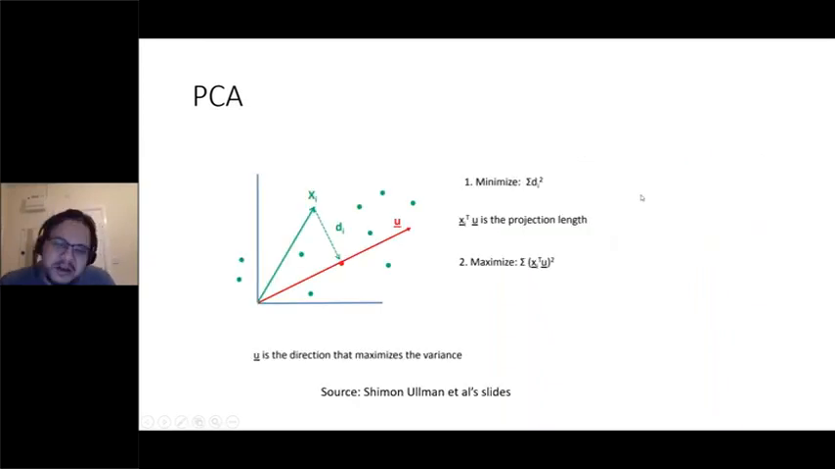How do the algorithms work? It's not a very complex one. We have multiple algorithms here. We want to minimize this distance, D1, which is the distance between this and this. So this distance is x multiplied by u, mathematically. And we try to maximize this.